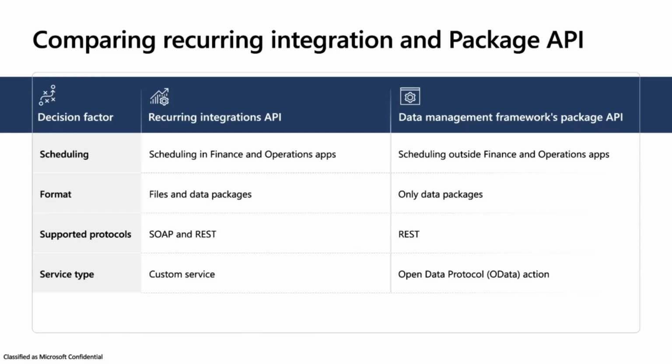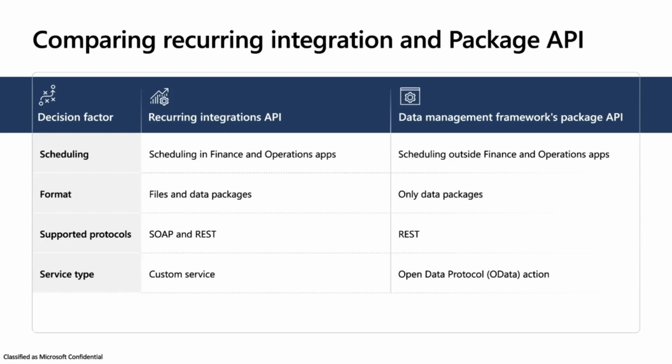With the data management package API, you need to schedule this outside of finance and operations, which means either your middleware or your client application. So whenever you call the import or export to package API, that's when these APIs get called. Second is format. With recurring integration, you can use both file and data package. With the data management package API, only data packages can be used.